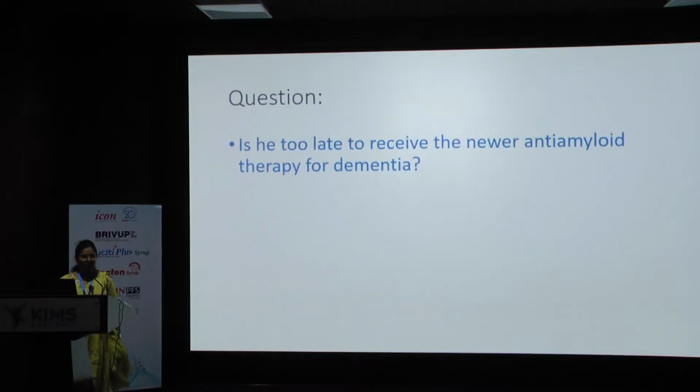Now, is he too late to receive the newer anti-amyloid therapy? Should we refer him for further investigations or?